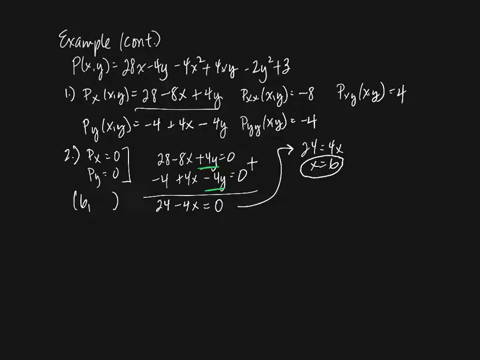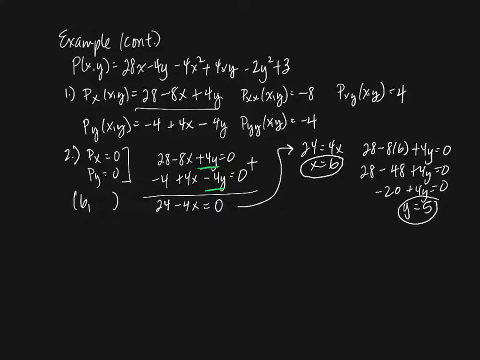Well, I can pick either of the two equations and solve for y. So I'm going to plug this into 28 minus 8x, so 8 times 6, plus 4y is equal to 0. So this is 28, 6 times 8 is 48, plus 4y is equal to 0. So negative 20 plus 4y equals 0. So y would have to be, add 20 to both sides, divide by 4, is 5. So we get the solution 6 comma 5.